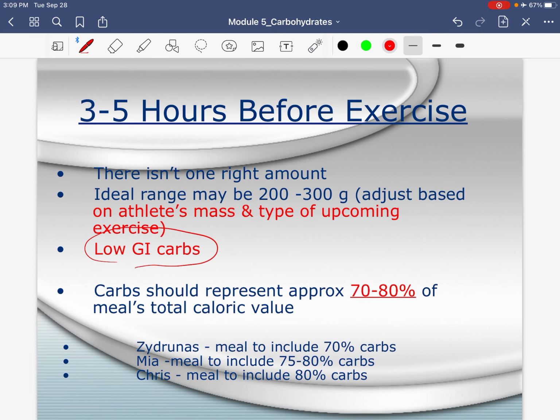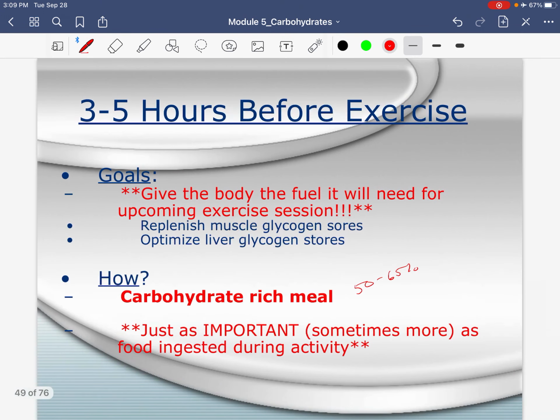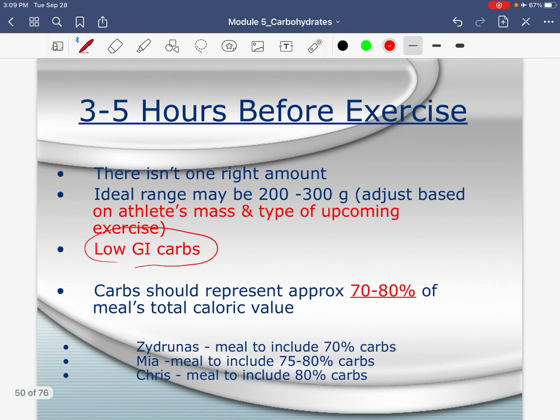Depending on who you are, here it says 70 to 80%. I said 50 to 65. Let's go somewhere in the middle, because it really depends on who you are. I'd say somewhere between 60 and 80%, depending on who you are. Again, the endurance athlete is going to need the highest amount of carbs.